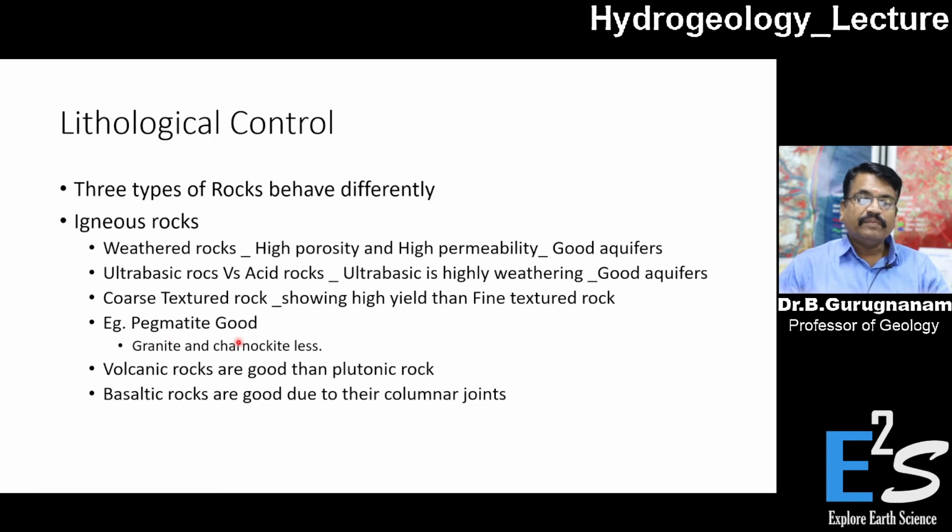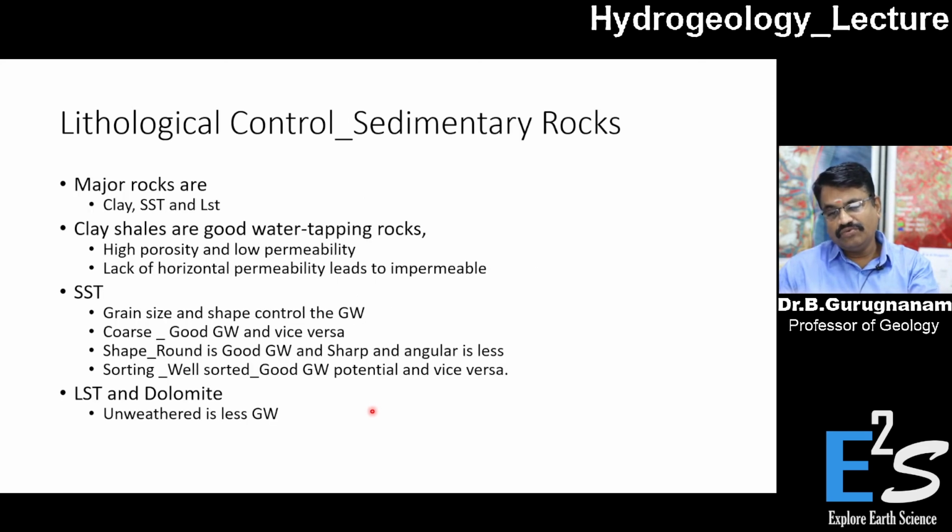Examples are pegmatite, which is good, and granite and charnockite, which are less. Similarly, volcanic rocks have better groundwater potential than deep plutonic rock. Volcanic rocks are exposed on the surface, which leads to weathering. Weathering conditions are more in the volcanic rock, whereas it is not possible in the deep-seated plutonic rocks. Similarly, basaltic rocks are good due to their columnar joints. Because of the columnar joints, basalts act as a conduit zone through which the water will move down from the surface.